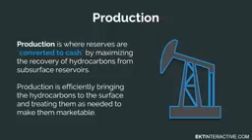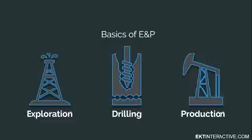Now let's discuss production, where reserves are converted to cash by maximizing the recovery of hydrocarbons from subsurface reservoirs. Essentially, production is efficiently bringing the hydrocarbons to the surface and treating them as needed to make them marketable. So that's the basics of E&P. We will drill deeper into each of these operations in the Complete Oil 101 course at a later date.